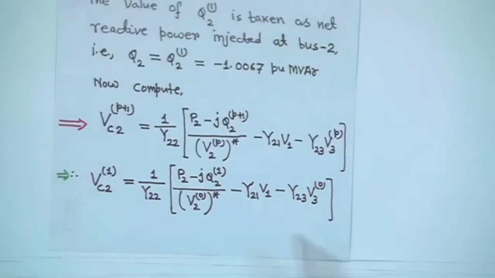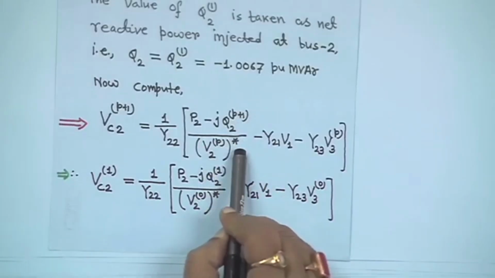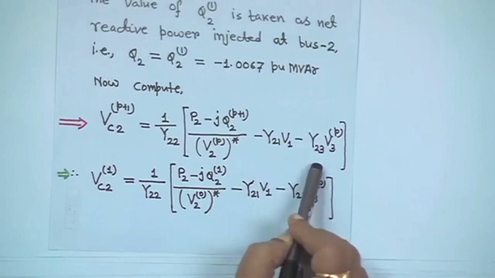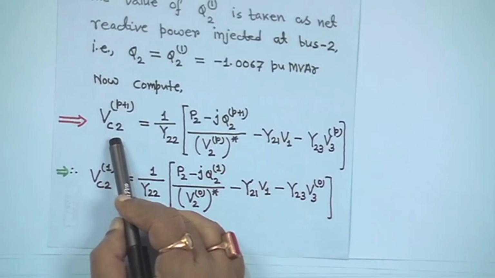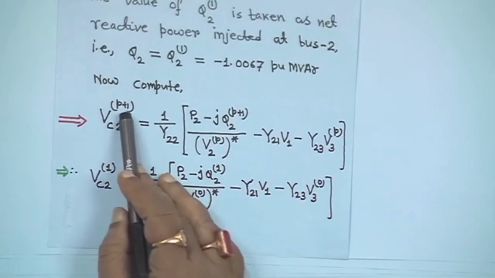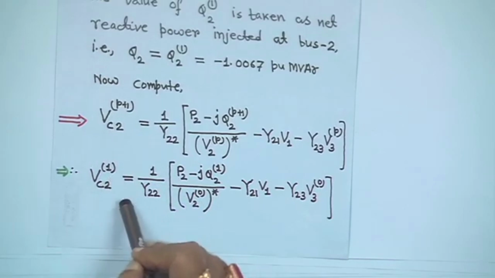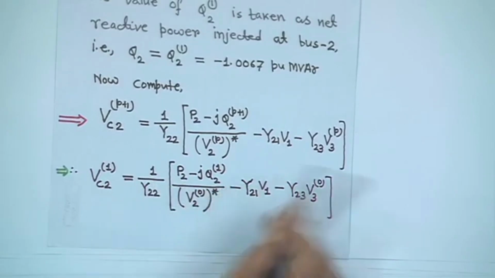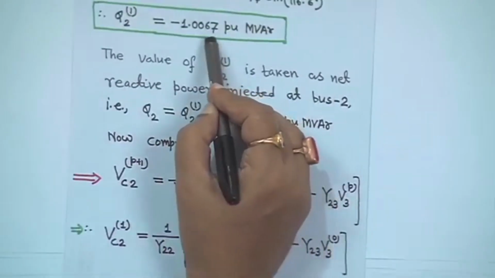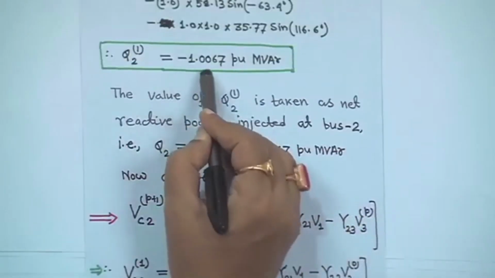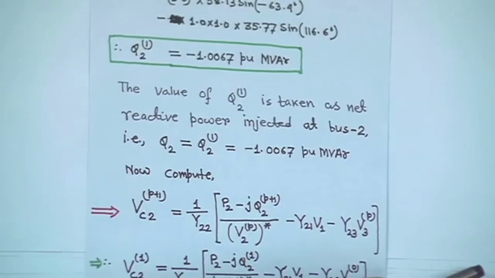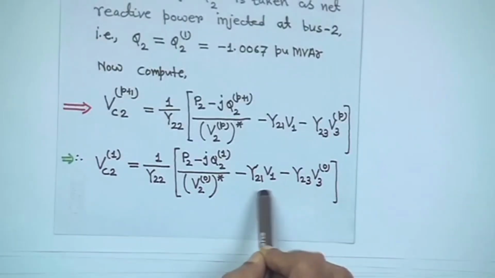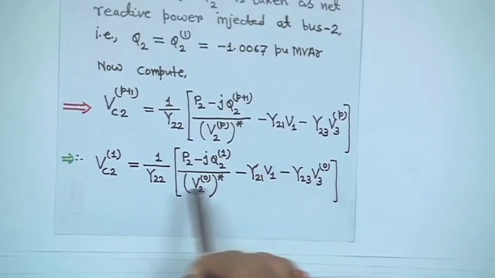So, we are putting minus jQ2^p plus 1 upon V2^p conjugate, minus, same as before, Y21 V1 minus Y23 V3^p, right. That means this is Vc2, now just making Vc2. So, when p is equal to 0, Vc2^1 is equal to 1 upon Y22 times P2 minus jQ2^1, Q2^1 is already computed here, right. And P2 we have already made the net injected power at bus 2, that data is known, minus Y21 V1 minus Y23 V3^0.